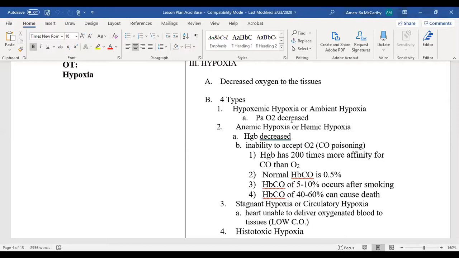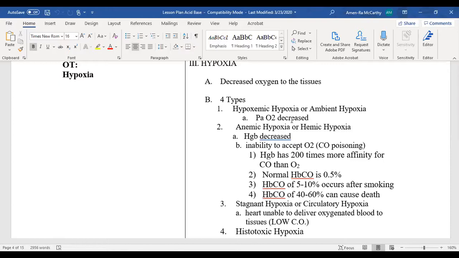All right. Number two, anemic hypoxia is also known as hemic. Hemic, anemic, that's blood. That's talking about the hemoglobin. When you have a decreased hemoglobin, that's considered to be anemic hypoxia, also known as hemic hypoxia. Now, this is special. This is also known as carbon monoxide poisoning.